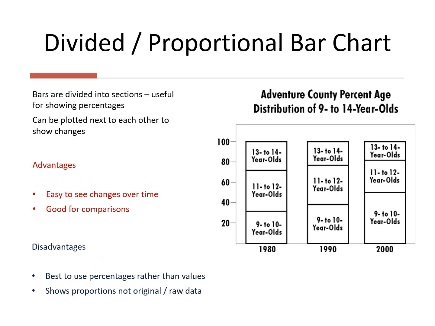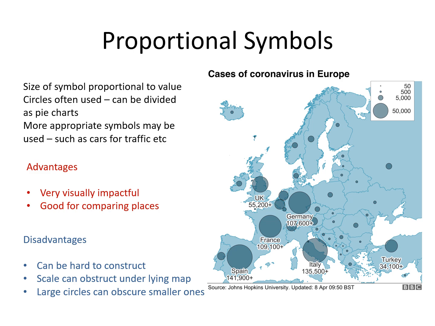We do have divided, sometimes called proportional bar graphs as well. Great for showing variations. It's good for comparing, as we have in this example, populations over time, but it is best done using proportions or percentages. Therefore, you lose that raw data. You don't really have the values that represent the numbers of data that you've collected. So you do have to look at it in terms of being proportional, and that can be a little bit challenging sometimes. Here we have a proportional map.